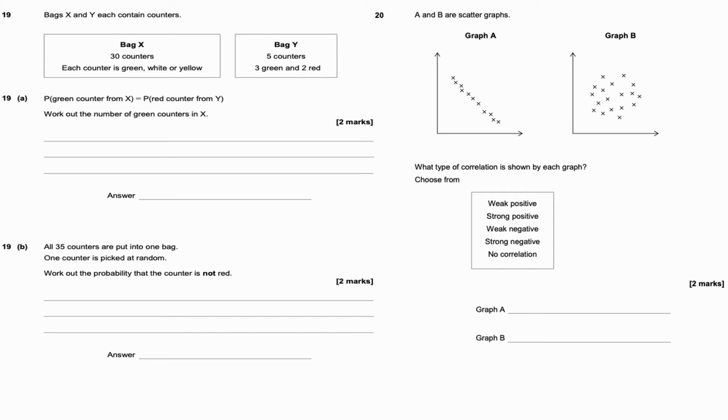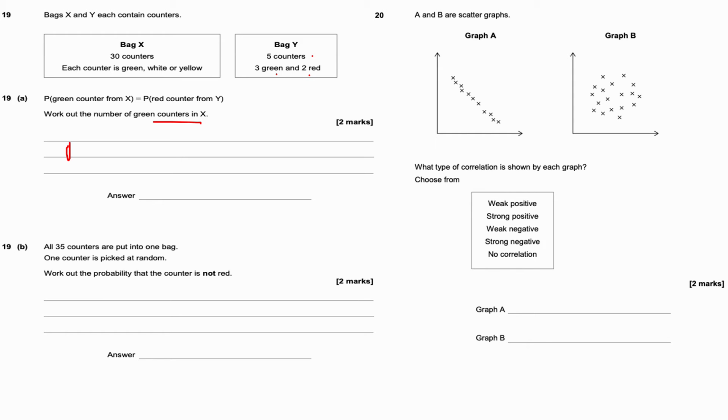This is question number 19. Bags X and Y each contain counters. Bag X has 30 counters. Each counter is green, white, or yellow. Bag Y has 5 counters, 3 green and 2 red. Part A. The probability of getting a green counter from X equals the probability of getting a red counter from Y. Work out the number of green counters in X.